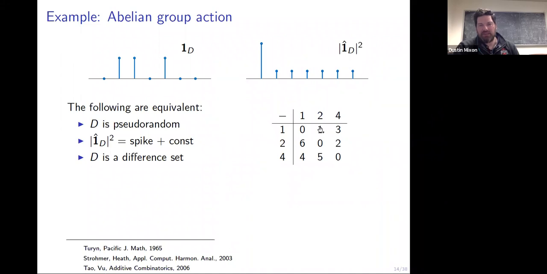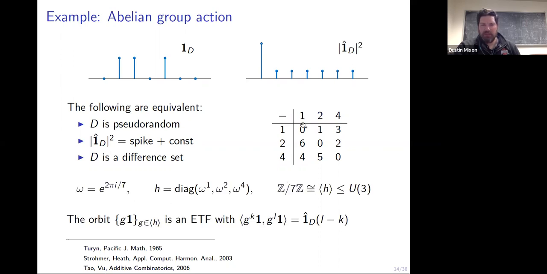On the off diagonal, we end up covering all of the non-zero members of Z7 the same number of times. So if you were to take the histogram of differences, you'd end up with a spike plus flat behavior. The fact that the modulus square of the Fourier transform is also spike plus flat is a consequence of the convolution theorem in Fourier analysis. How is this related to lines, you might ask?